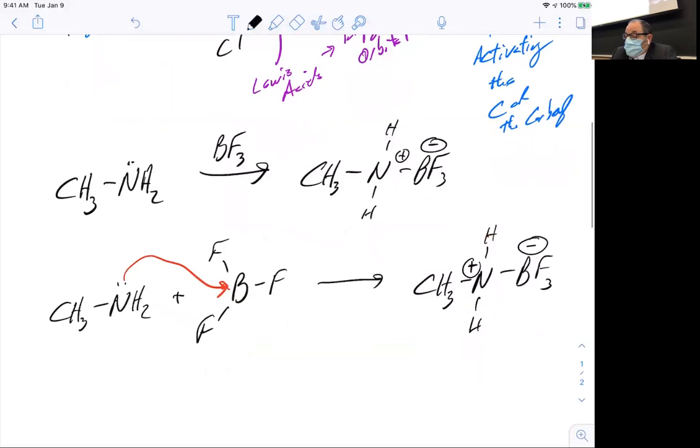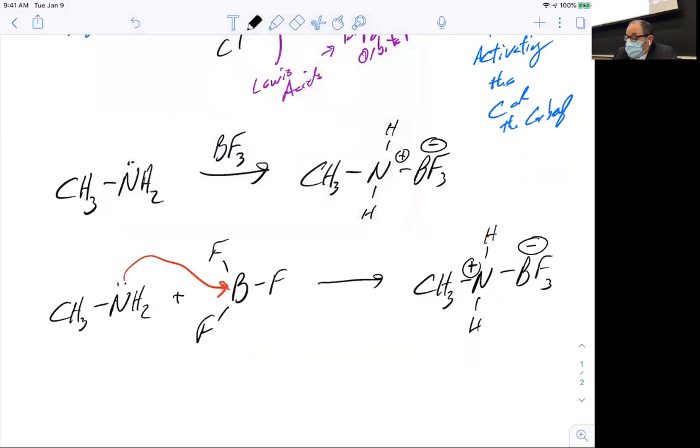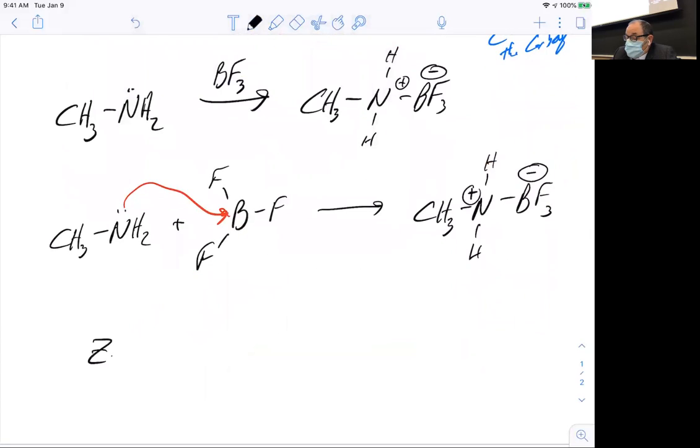Besides these, there's a few others that you'll come in contact with as we do reactions. One is zinc, +2, to act as a Lewis acid. Magnesium, again, +2. Calcium.